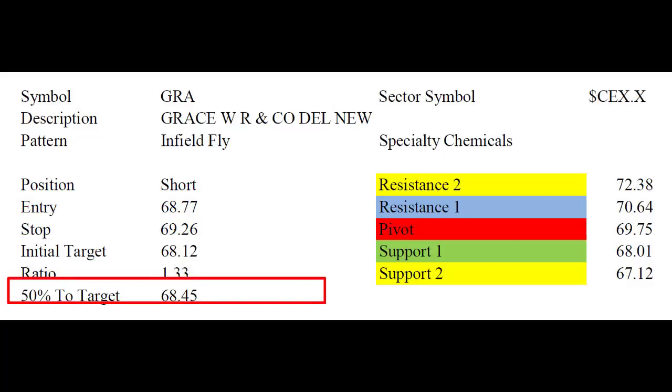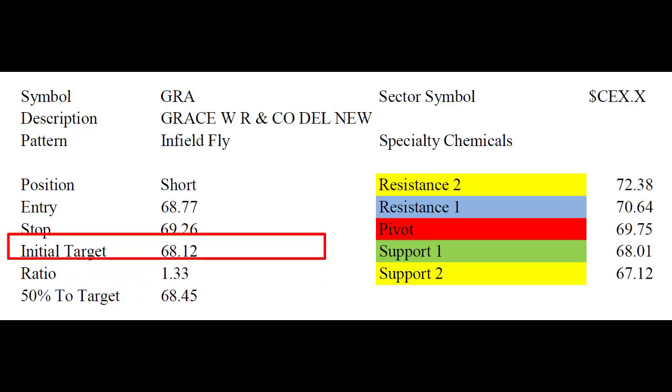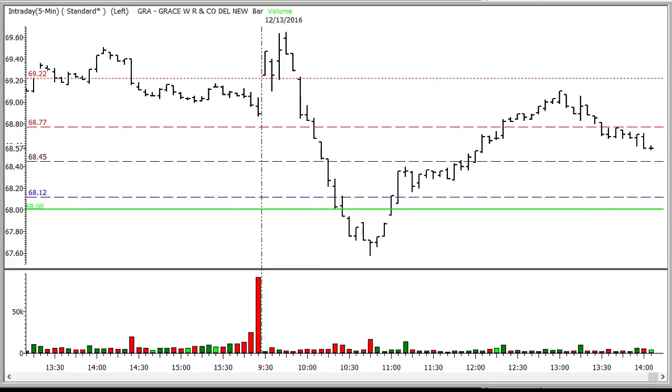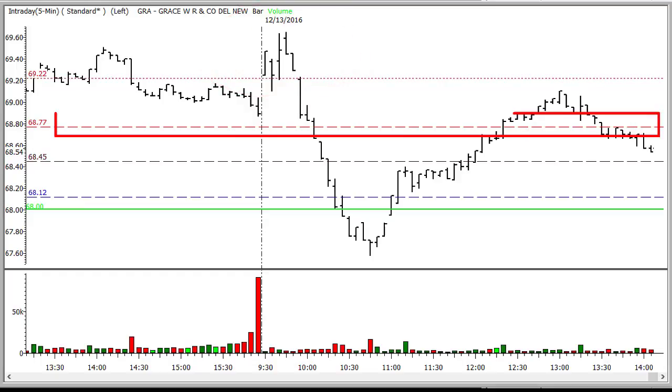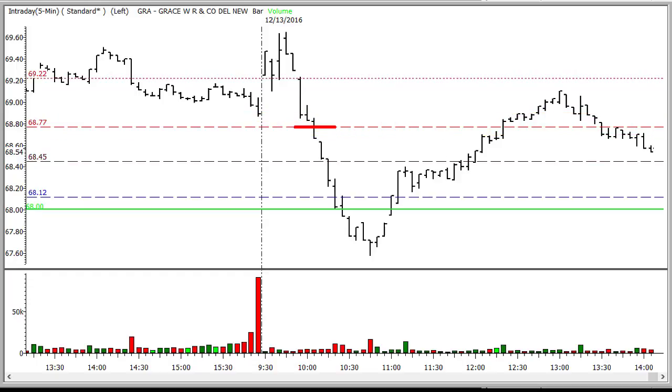68.45 is 50% of the distance to the target, and 68.12 is the target. Looking at the intraday chart of Grace, this one opens and trades up to the support and resistance level at 69.40. So, of course, again, you've got the opportunity for an early entry, and this one really would add to the bottom line. But let's say you're just waiting on the sidelines and you're looking for this 68.77 entry. You can see it happens just shortly after that ASH entry did.